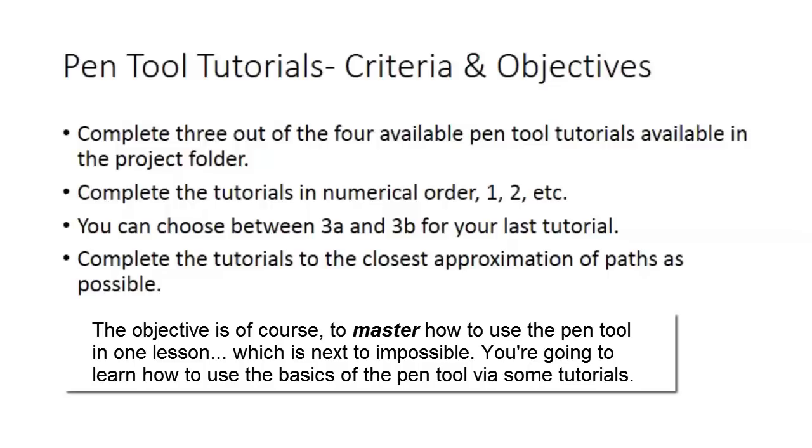For this particular project, it's pretty straightforward. There are, I believe, 4 tutorials. You need to complete the first and second tutorial. Those are mandatory, and then you have a choice between the last two, 3A and 3B. Try to complete these as close as you can to what the paths are in the tutorial. They don't have to be 100% perfect, but for you to understand the tool, you've got to try to get it as close to the tracing as possible.